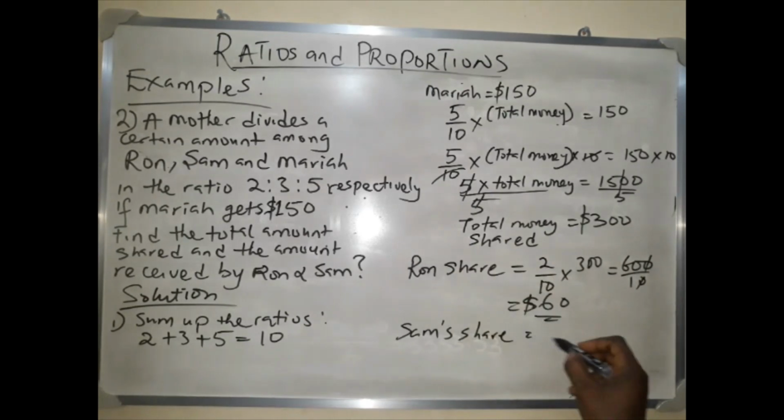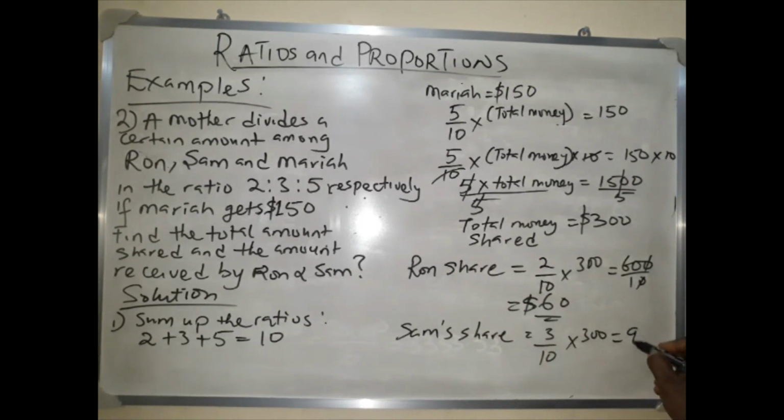Then Sam's share. He had a ratio of 3, that's 3/10, times 300, which is equal to 900 all over 10. That will give you $90. So when you add 90 plus 60 plus 150, it's going to give you the total of 300. So that's how we're able to find the total amount shared and also find the individual share for the three siblings. That is Ron, Sam, and Mariah.